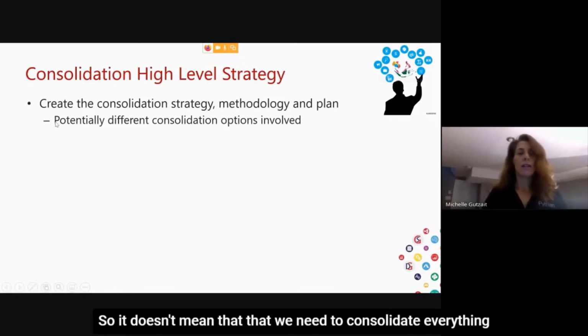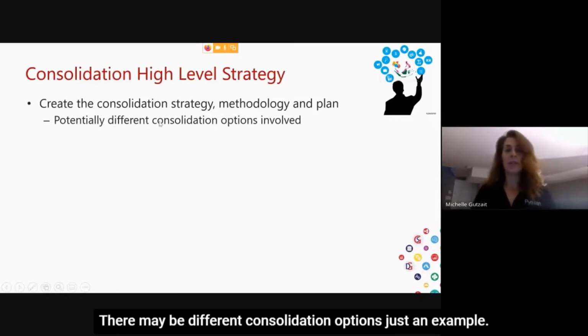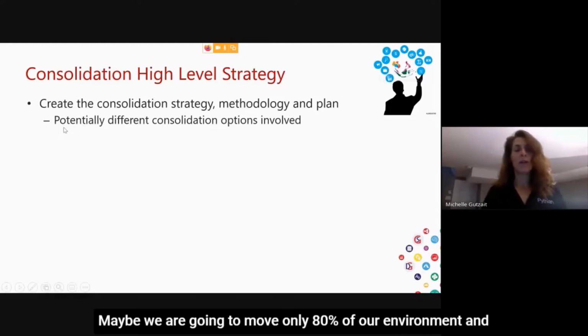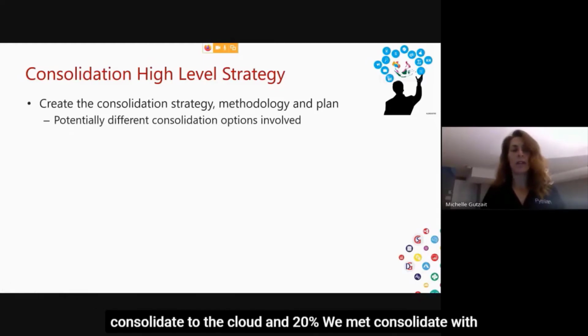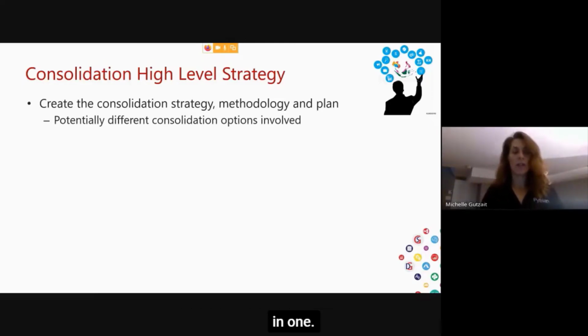So it doesn't mean that we need to consolidate everything with the same option. There may be different consolidation options. Just an example, maybe we are going to move only 80% of our environment and consolidate to the cloud, and 20% we may consolidate with VMs. So we may consider multiple options of consolidation in one consolidation project.